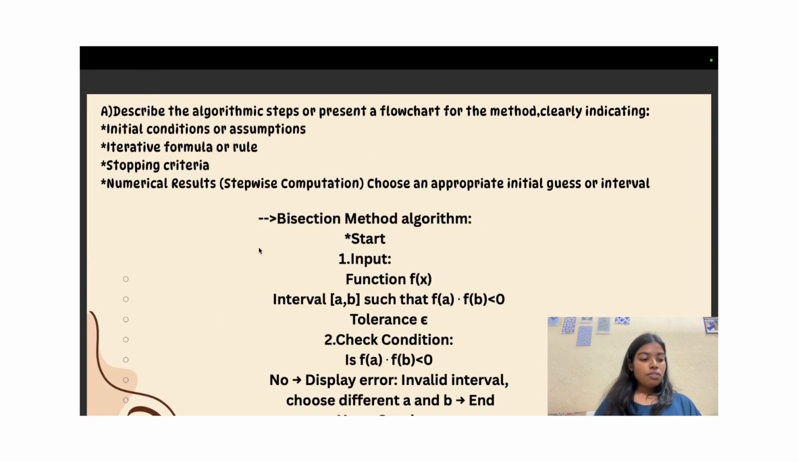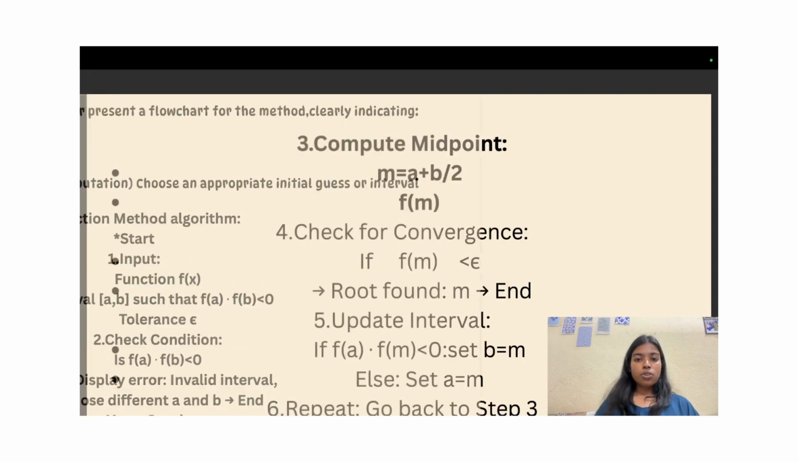Now we will discuss the algorithmic steps for the bisection method. The first step is to start, then input the function f(x) and an interval [a, b] such that f(a) × f(b) is less than 0. Then we check the condition: is f(a) × f(b) less than 0? If not, display the error, invalid interval, choose different a and b, then end. If yes, then continue.